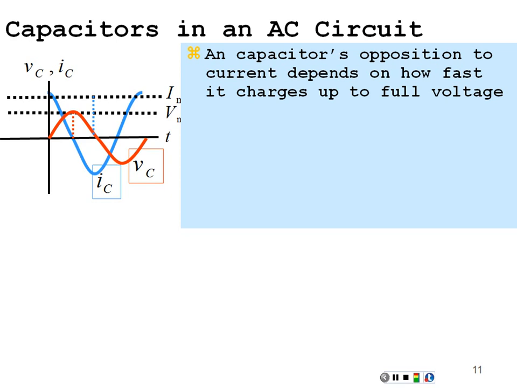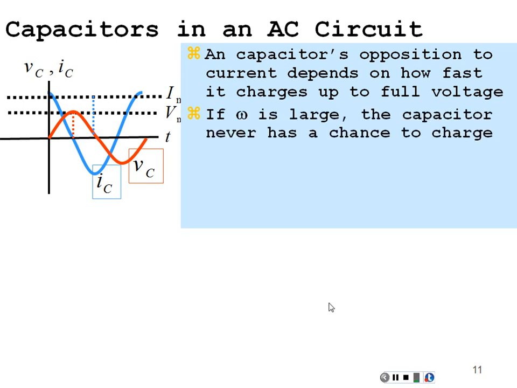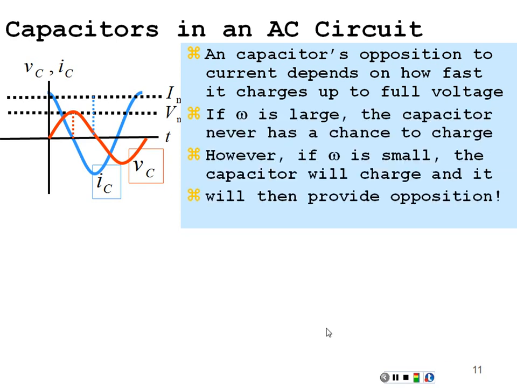Whereas if the angular frequency were small, then the current would flow and charge up the capacitor, and then finally switch directions and discharge the capacitor, switch directions and charge up. And if the angular frequency is low, the capacitor has a chance to charge and presents an opposition to the flow of current in the circuit.